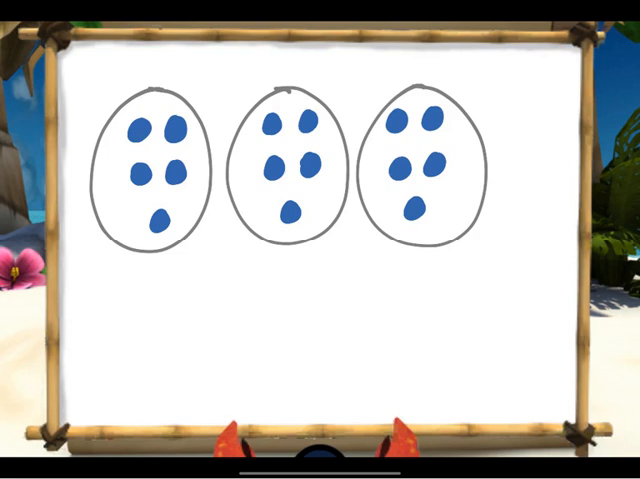In this picture, how many groups are circled? Let us check. Group 1 circled, group 2 is also circled, and group 3 is also circled. So there are totally 3 groups that are circled.